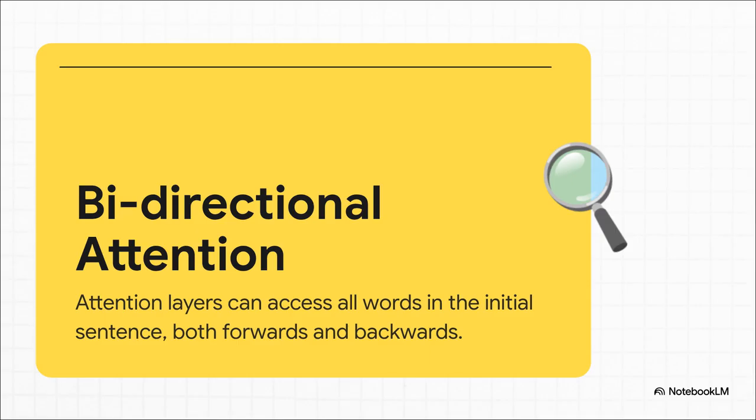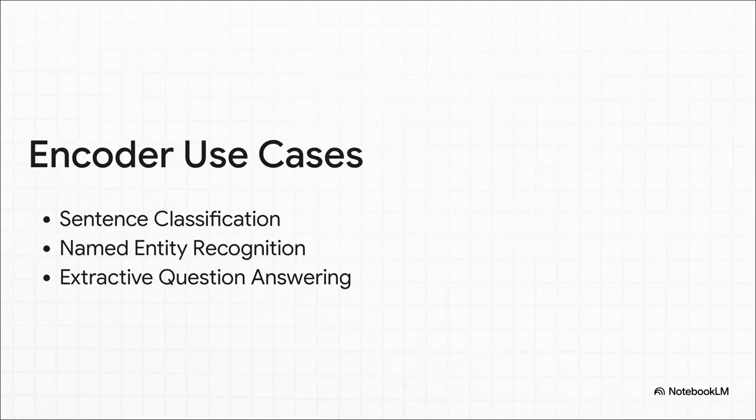Now that sounds fancy, but it just means the model doesn't read from left to right like you and I do. Instead, it looks at the entire sentence all at once, the beginning, the middle, the end, everything, to figure out what each word really means in that specific context. It's kind of like how knowing the twist ending of a mystery makes all the clues from the beginning suddenly make sense. So what's this deep reader actually good for?